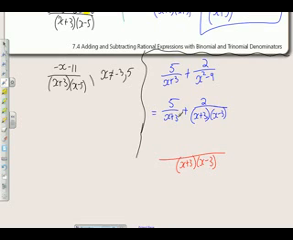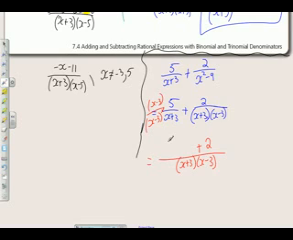And then I look at this one. x plus 3, oh, that's already there, so I don't have to add it in again. For the second one, I've got the same new denominator already, so it's just going to be plus 2. But this first one was missing an x minus 3, so I'm going to multiply it by x minus 3 over x minus 3.